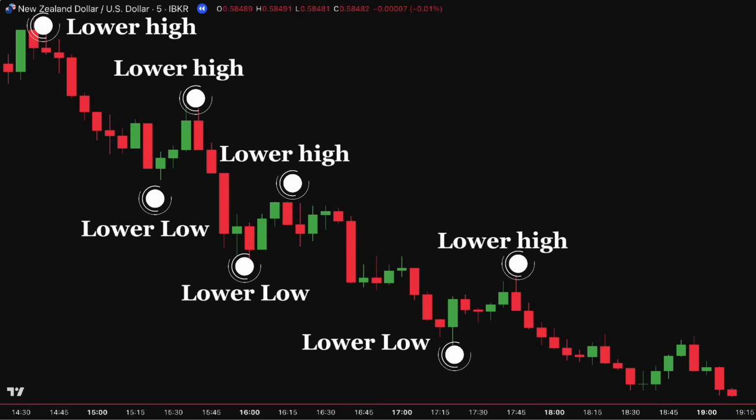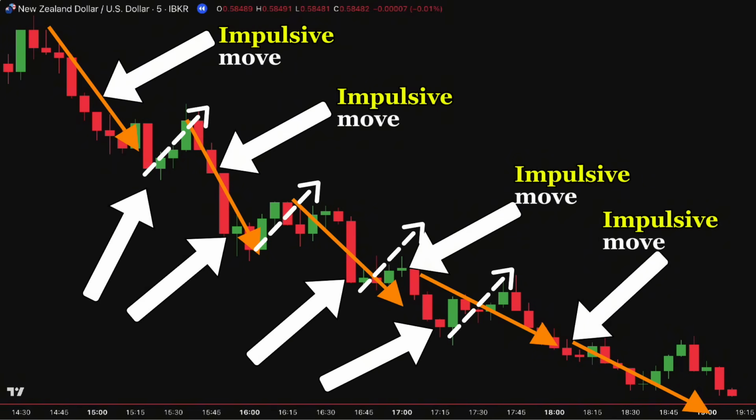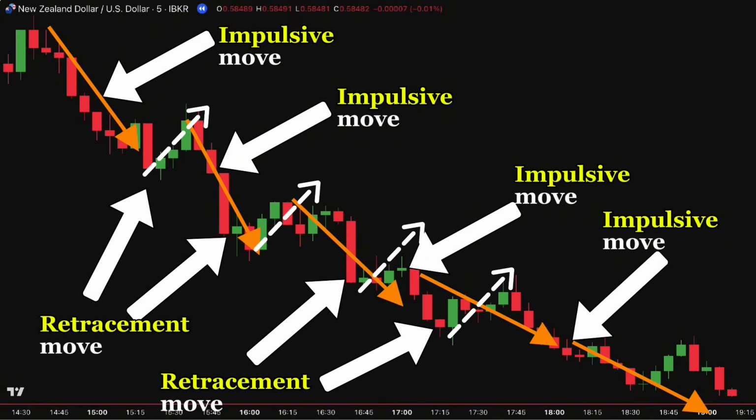And again, just like the uptrend, a downtrend is made up of 2 types of moves. The impulsive move, strong, clean drops in price. These are driven by aggressive selling and panic exits from buyers. The retracement move, short-term rallies that suck in late buyers before the market collapses again. If you're trying to buy during a downtrend just because price is low, you're asking for trouble. You must identify whether the market is pulling back or breaking down.